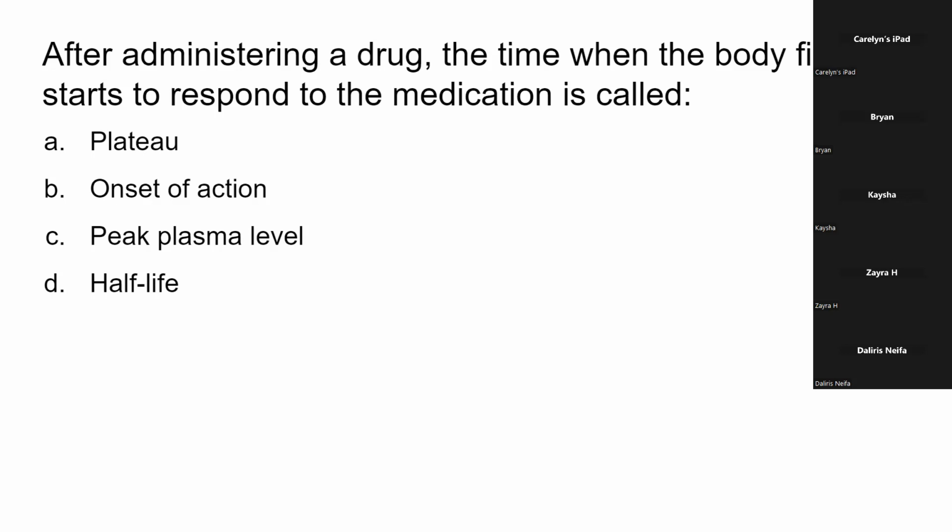The peak plasma level, the peak level of the drug in the blood, would be right here or right here, depending on which drug you were administering. And then the half-life of a drug is just how long it takes for half, or 50%, of that initial dose to leave the body. So that's the half-life of the drug. And usually drugs are completely eliminated out of your system by about 5 to 6 half-lives.